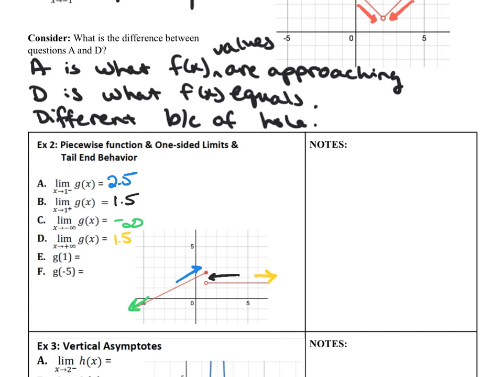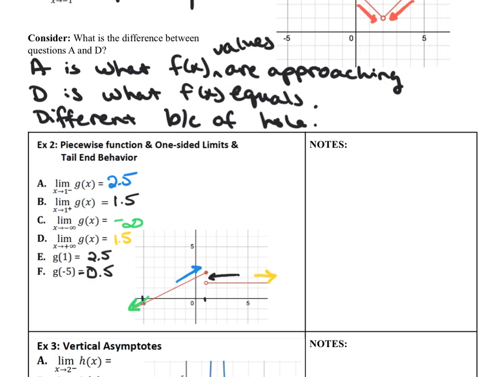We can also read the values from the graph. G of 1, here's 1, is 2.5, and G of -5, there's our x value of -5, is probably equal to -0.5.